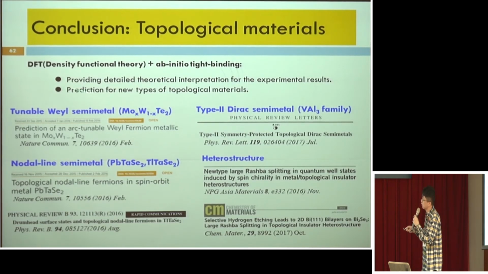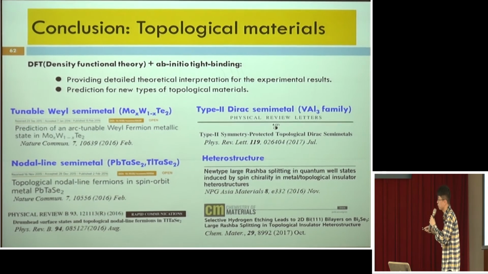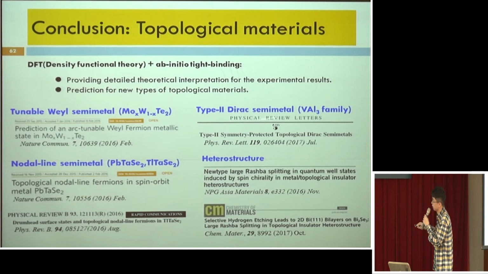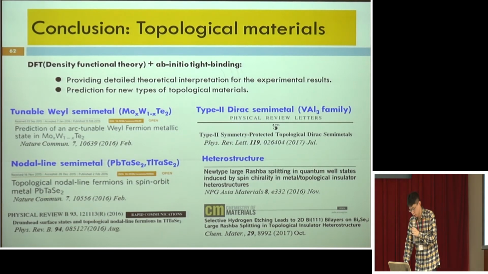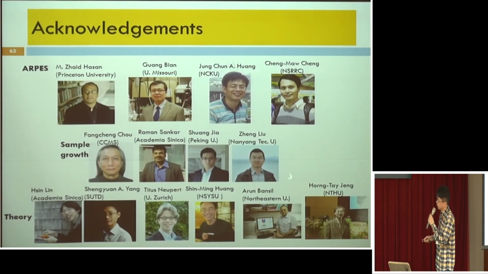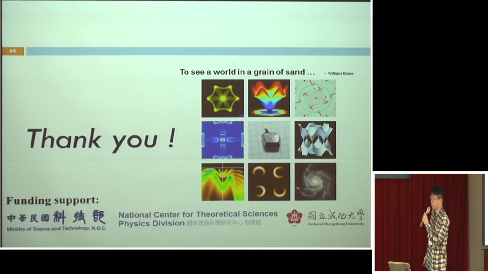By using DFT and a tight-binding model, we can predict new topological materials or provide theoretical interpretation for experiments. In this talk, we have discussed the tunable Weyl semi-metal, nodal line semi-metal, type 2 Dirac, and heterostructure in topological insulator. I thank all collaborators, including ARPES, single crystal growth, and theoretical support. Thank you very much.